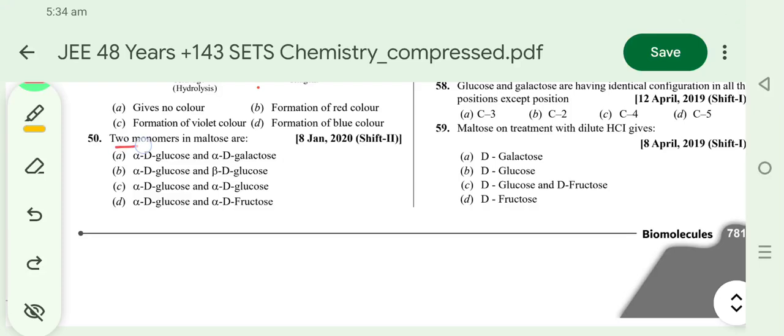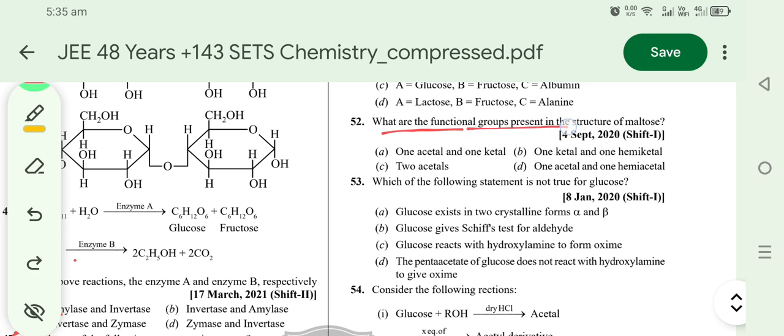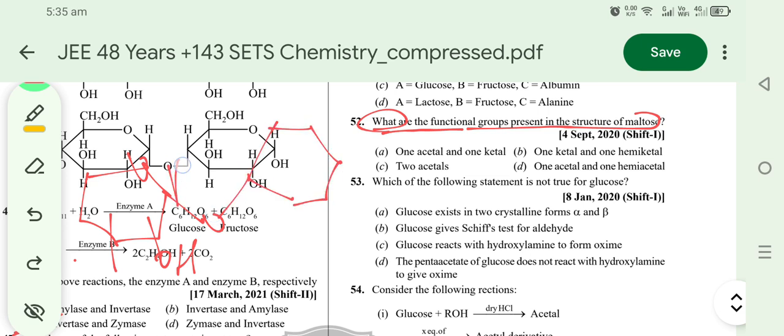Two monomers of maltose. Maltose on hydrolysis gives 2 moles of D-glucose, present in C. What are the functional groups present in maltose? Maltose is the structure of glucose. It is a structure containing one chiral center acetal and another one hemiacetal. So it has one acetal group and one hemiacetal group, present in option D.